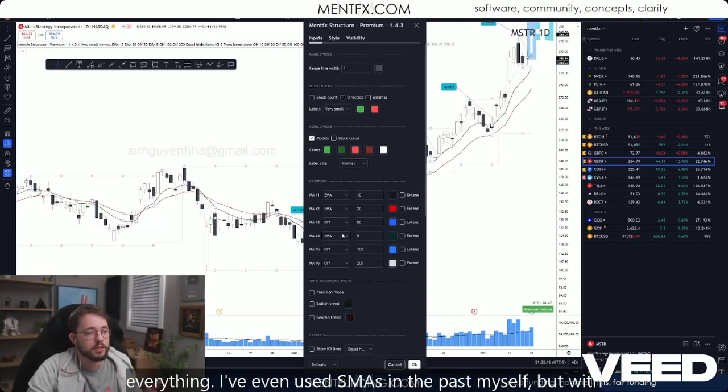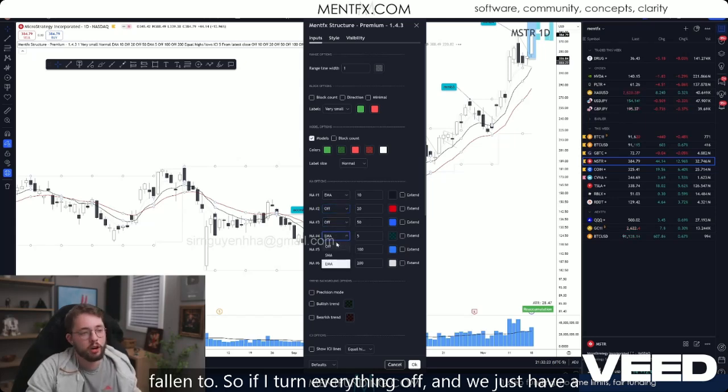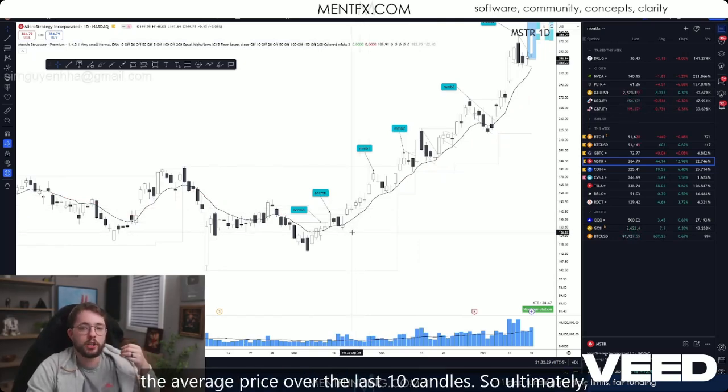I've even used SMAs in the past myself, but with more and more evolution of my own trading, EMAs is what I fall into. So if I turn everything off, and we just have a 10 EMA plotted, all this thing is doing is showing you the average price over the last 10 candles.